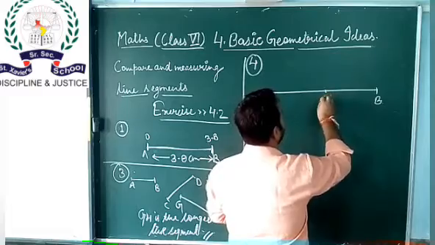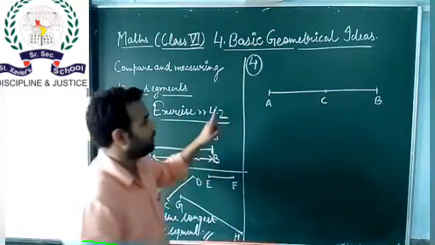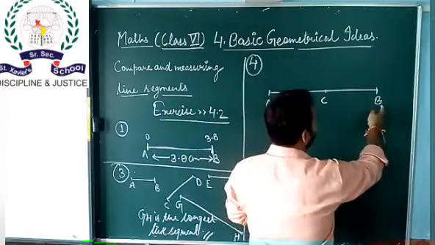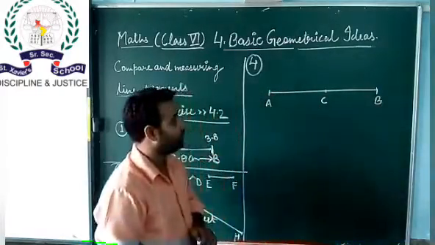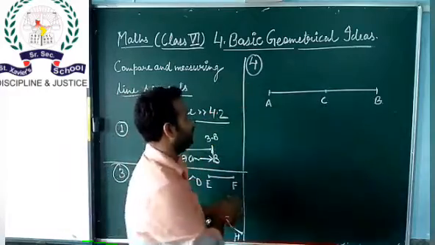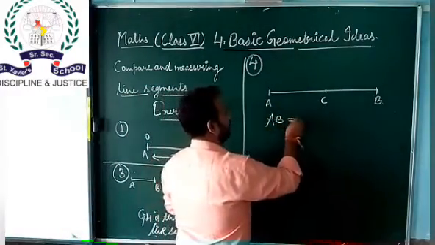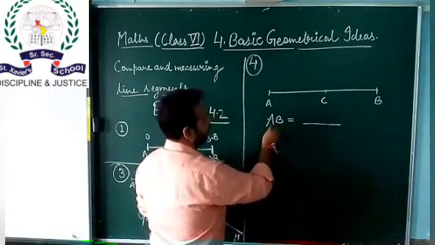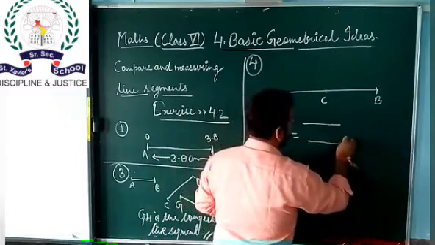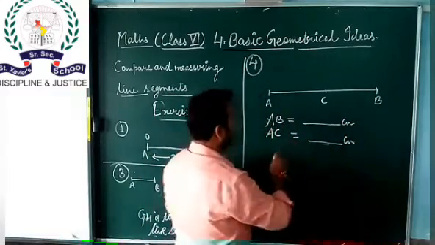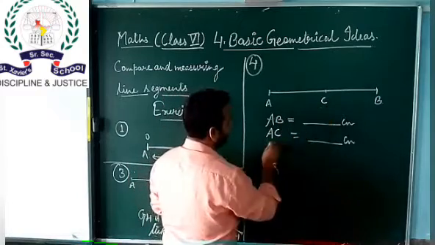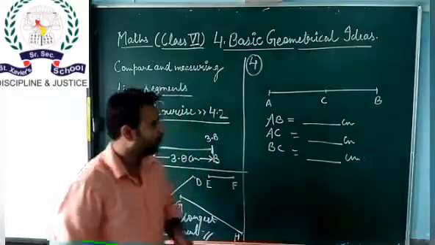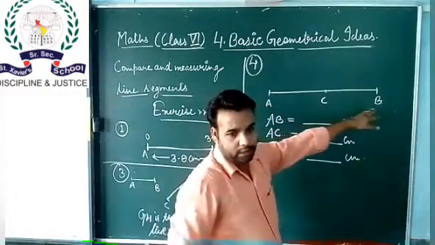Suppose this is your point C. Then check the length of AB, then check the length of AC, and then check the length of BC. You have to find the measure of the length AB, and whatever measure comes, you will write it here. Then you have to find the measure of AC, this many centimeter, and then you have to find the measure of BC, centimeter.